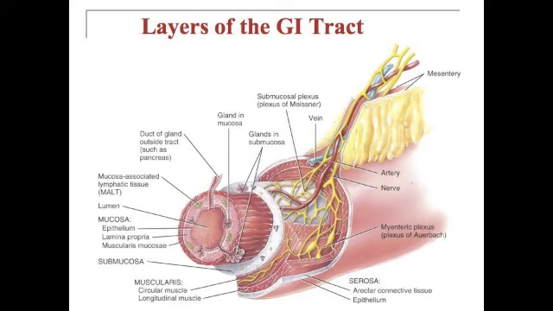The mucosa, or inner lining of the digestive canal, is a mucous membrane. It is composed of a layer of epithelium in direct contact with the contents of the digestive canal. It also has a layer of connective tissue called the lamina propria, and it also has a thin layer of smooth muscle.